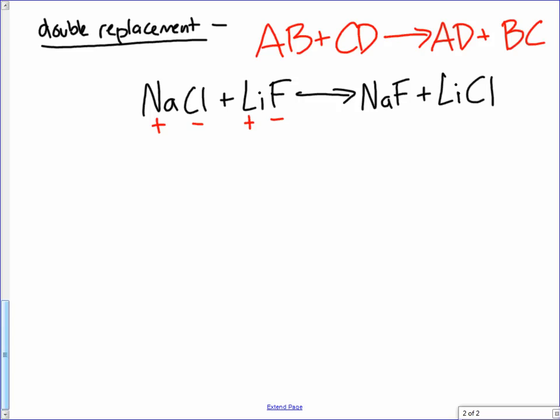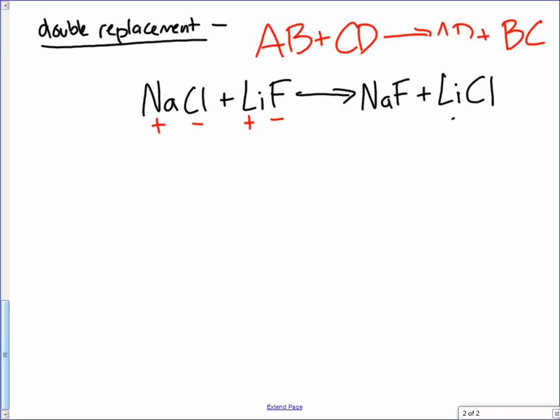Okay? And be careful not to write, you don't want to write FNa or ClLi. You always write the metal first. Okay? Always write the metal first. It does not matter at all which order you write these two. But it does matter which order you write these two. You got to write the metal first in the compound name. That goes back to our nomenclature rules that we talked about.